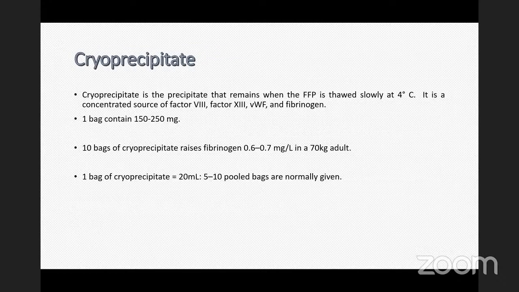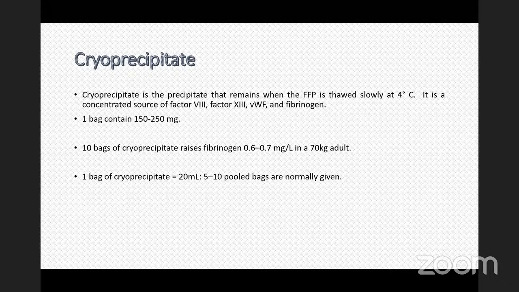So next is cryoprecipitate. It is abbreviated as cryo, and it's the precipitate remaining when the FFP is thawed slowly at 4 degrees Celsius. It is a concentrated source of factor 8, 13, von Willebrand factor, and fibrinogen. One bag contains 150 to 250 milligrams. 10 bags of cryoprecipitate raise the fibrinogen 0.6 to 0.7 milligram per liter in a 70 kilogram adult.